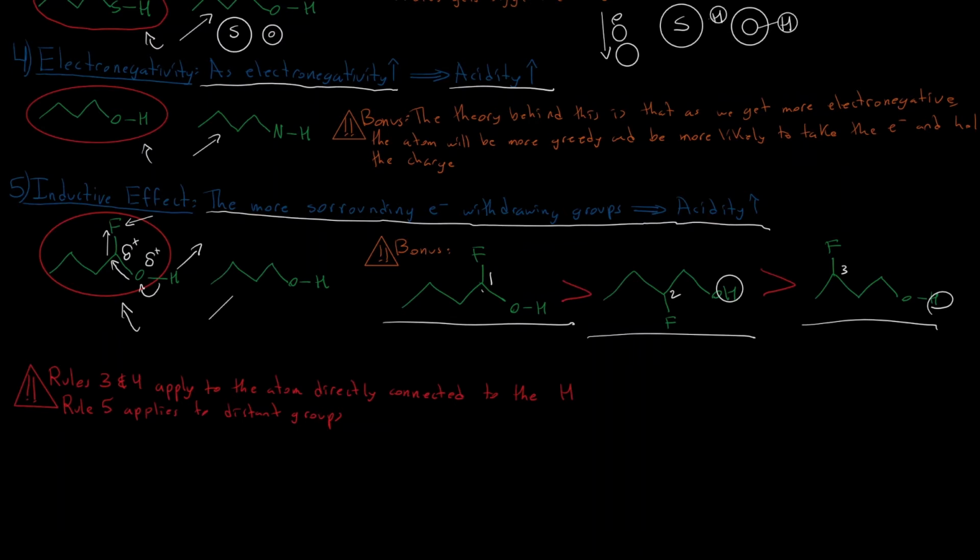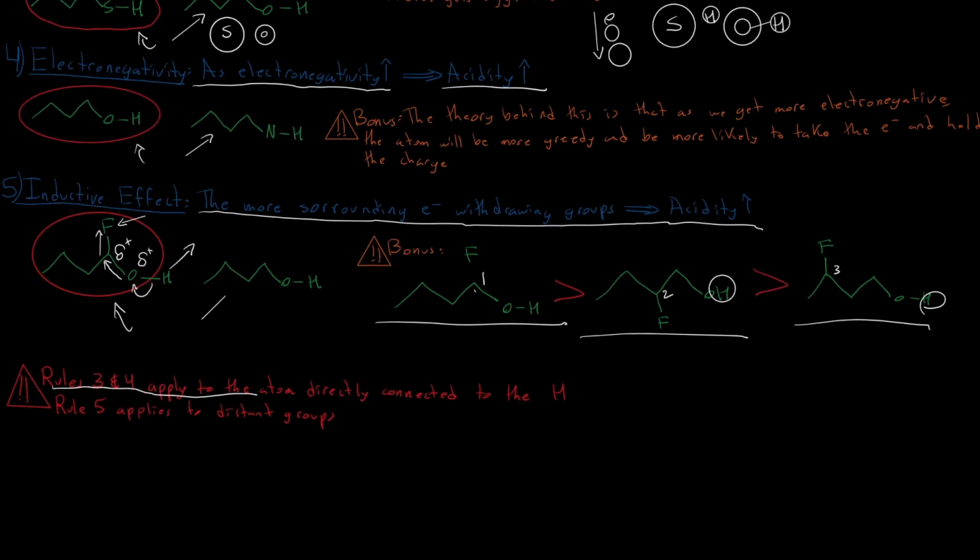And this also applies when there's more than one inductive group. If we were to have two fluorines, it would be more acidic than if we had one fluorine. So one point to remember is that rules 3 and 4 apply to the atom directly connected to the hydrogen, while rule 5 applies to distant groups.